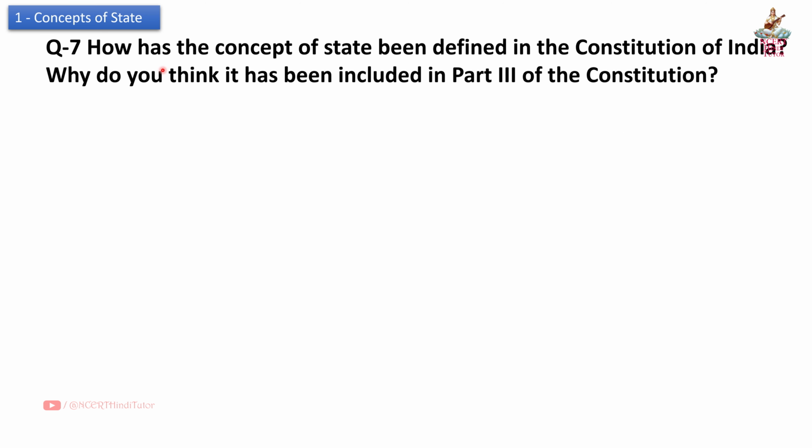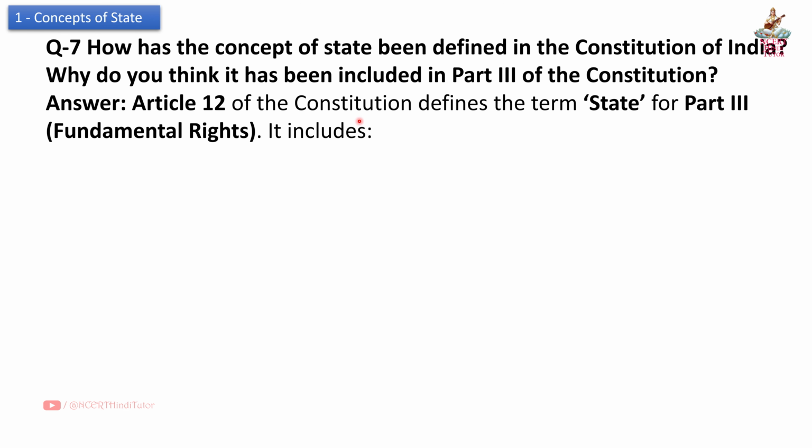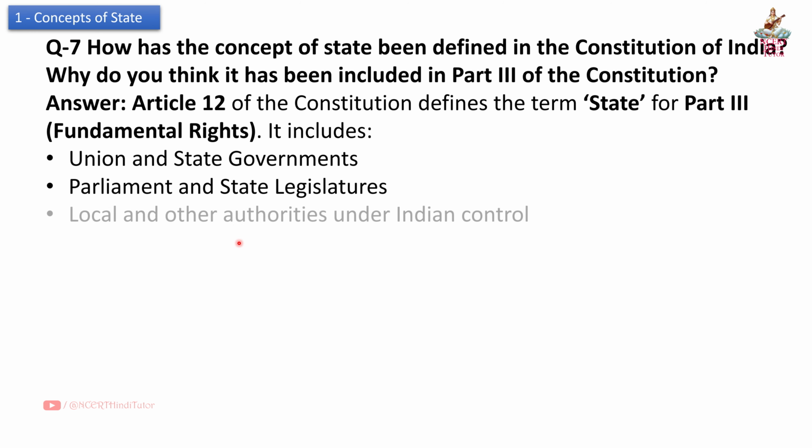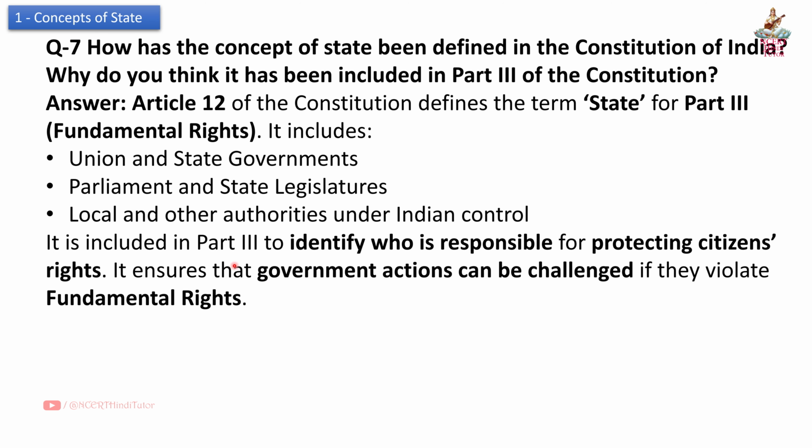Question 7. How has the concept of state been defined in the Constitution of India? Why do you think it has been included in Part 3 of the Constitution? Answer. Article 12 of the Constitution defines the term state for Part 3, fundamental rights. It includes union and state governments, parliament and state legislatures, local and other authorities under Indian control. It is included in Part 3 to identify who is responsible for protecting citizens' rights. It ensures that government actions can be challenged if they violate fundamental rights.